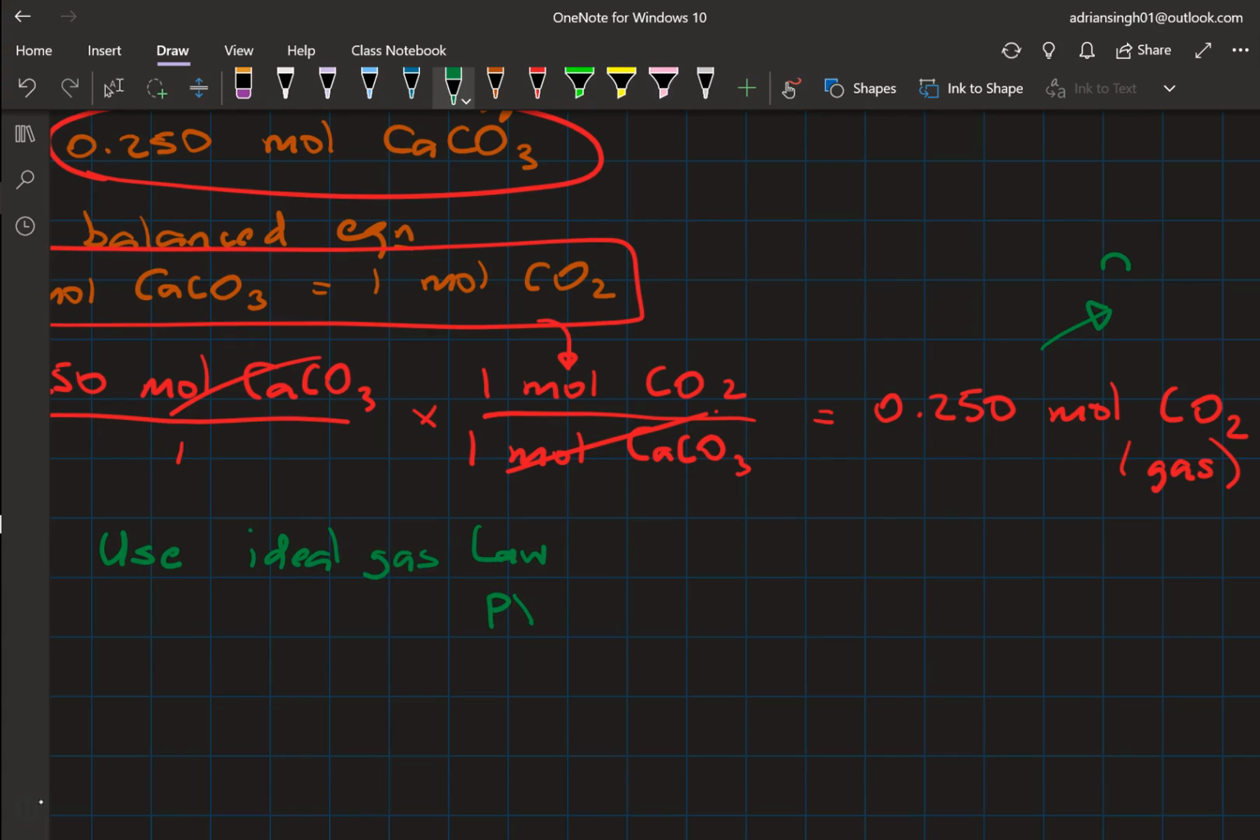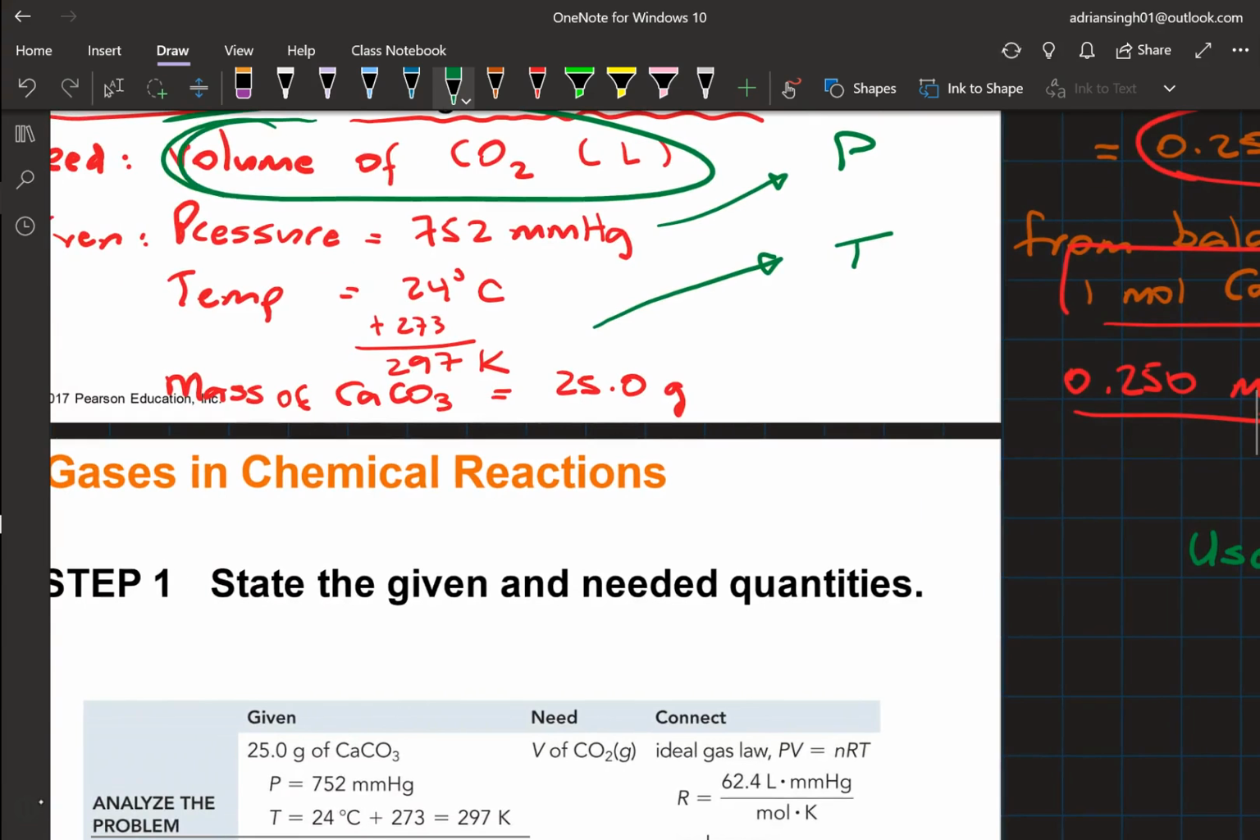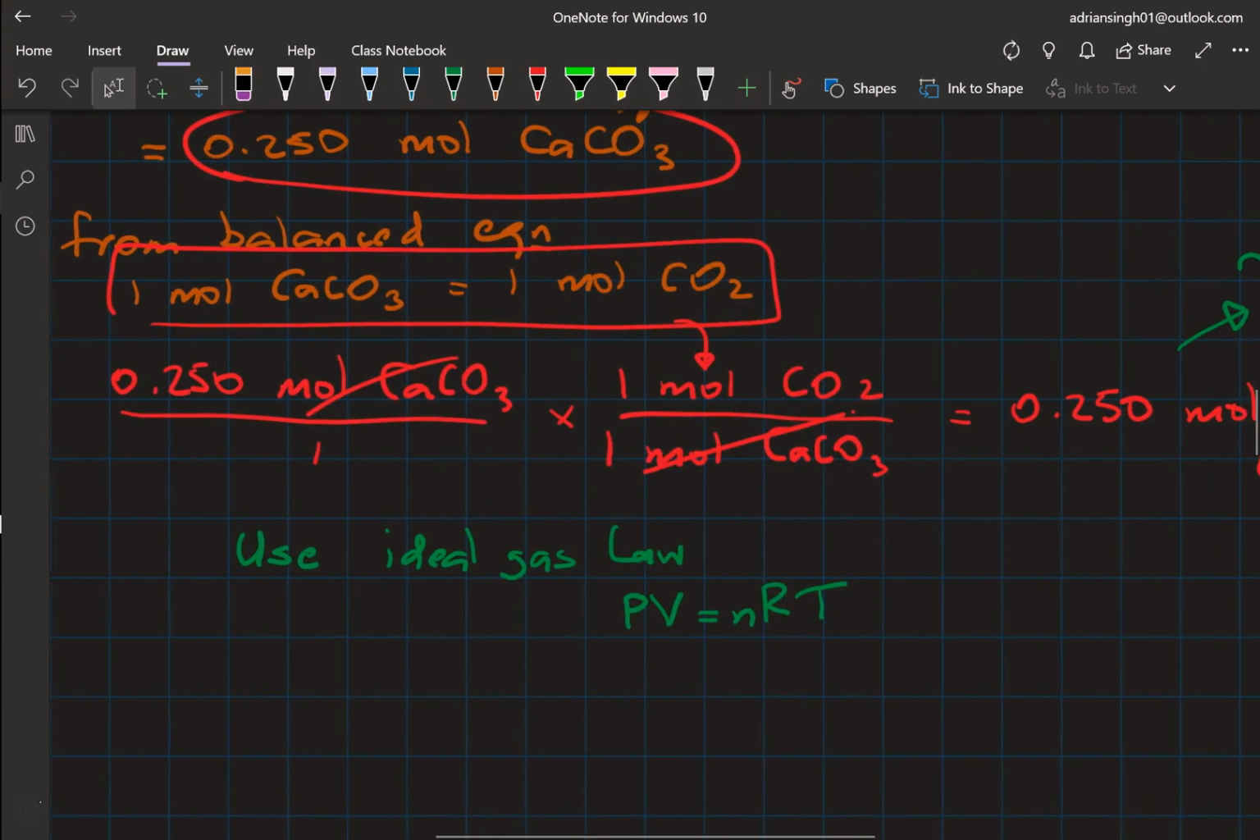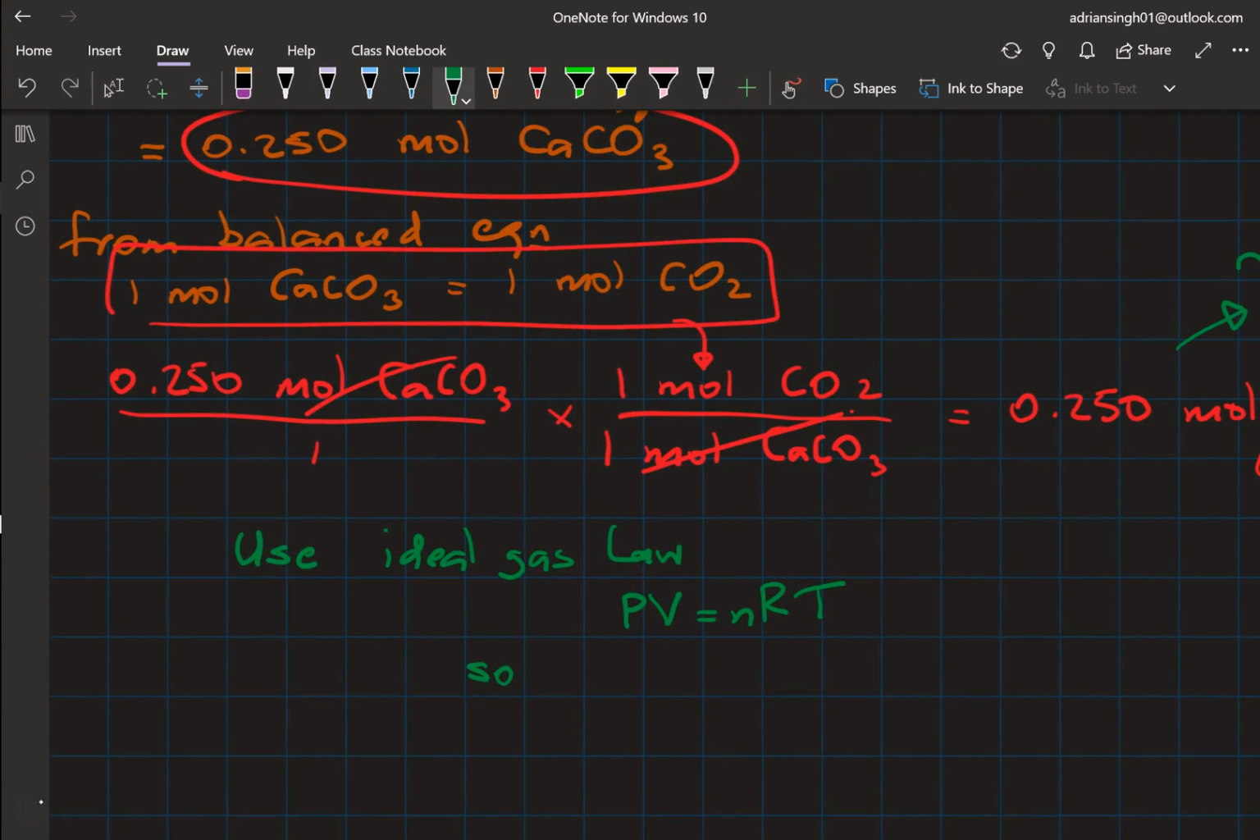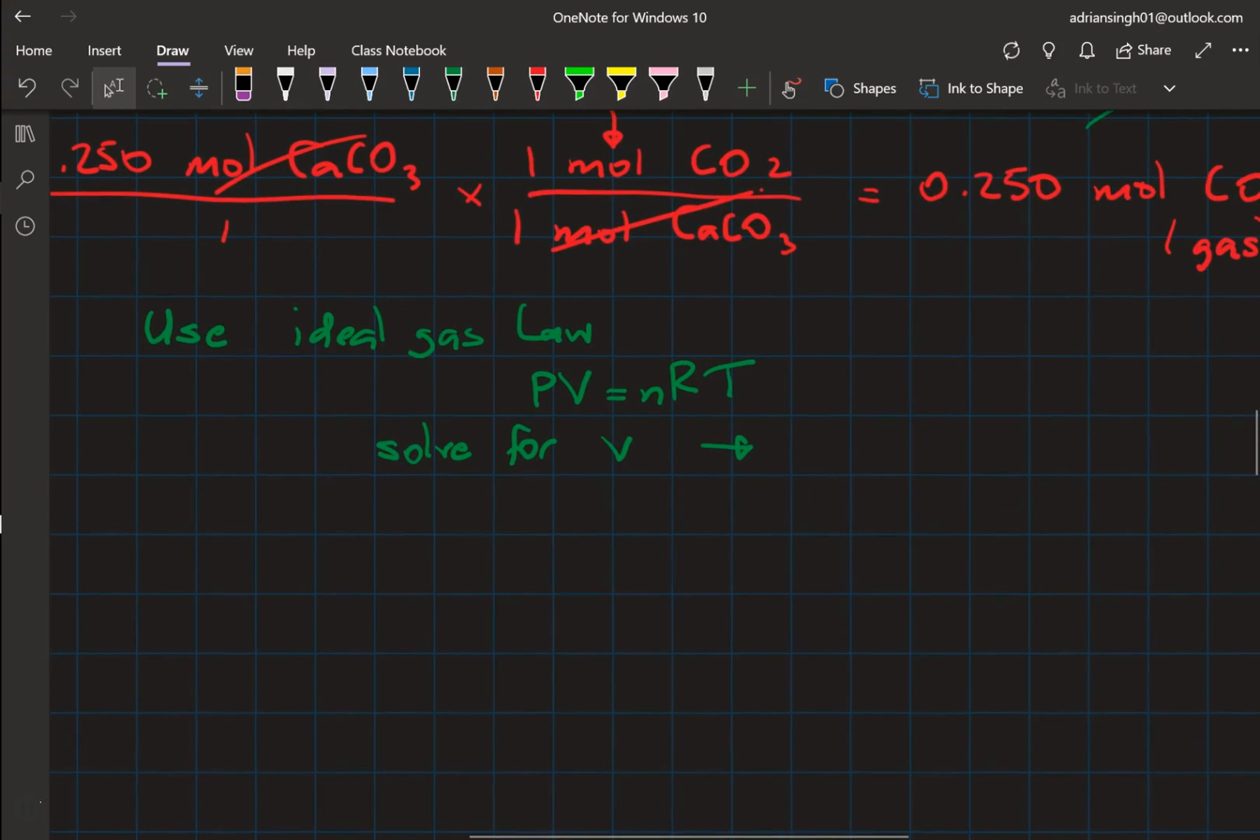All right, so we have the majority of those variables, so we can use the ideal gas law, which, remember, PV equals nRT. We need the volume, which is V. So we need to solve this for V. In order to isolate V on one side, we do a little bit of algebra. We move P over to the other side. We need to put it underneath. In other words, we divide both sides by P.